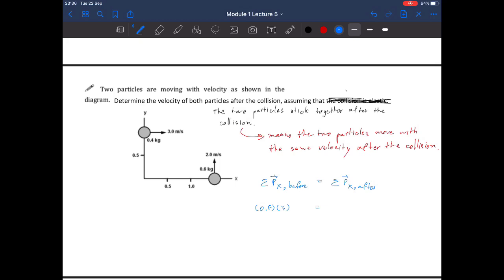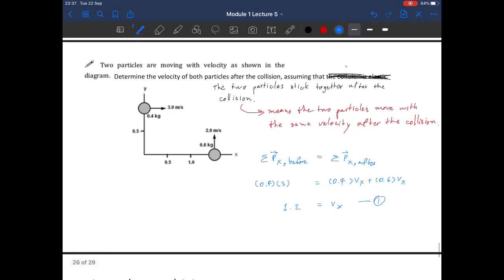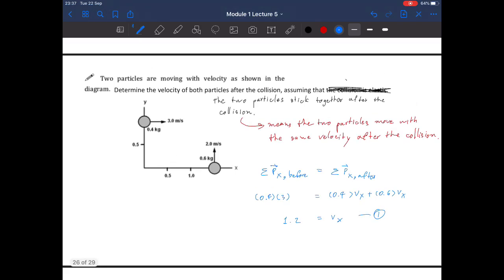Now after the collision, because the two particles move with the same velocity, the total momentum would be 0.4 multiplied by, let's say, Vx plus 0.6 multiplied by Vx, and so that would mean 1.2 must be equal to Vx. Okay, so that is the first equation.